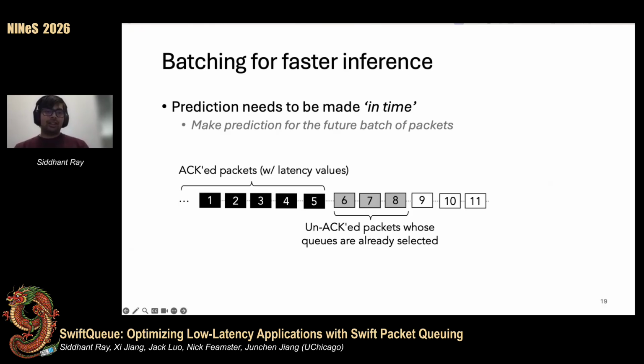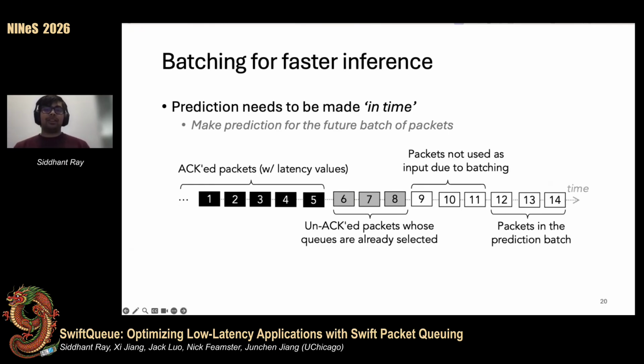So if we look at this illustration, we have the acknowledgements over here from packets 1 through 5 with the latency values. And we also have the unacked packets for which the queues have been selected. We don't make the prediction for packets which are immediately after this because that will not be in time. So we make the prediction for a future batch of packets so that the prediction is in time for queue selection and sending the packets out in time for the application.